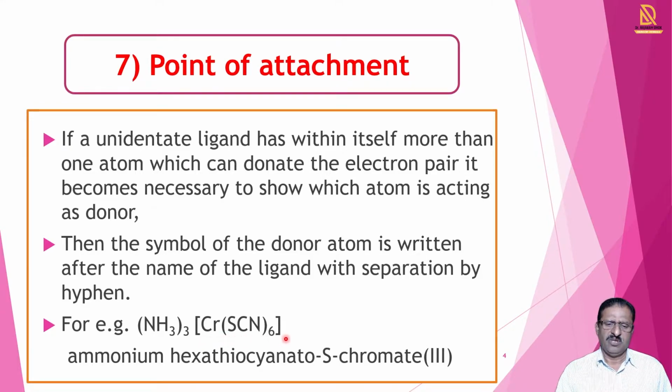(SCN)3]. In the square bracket there is Cr and SCN, and SCN means thiocyanate. Already we have seen the different names of the ligands. So SCN, if sulfur is the donor atom to chromium, is called thiocyanate. That thiocyanate is connected with the metal through sulfur, so we write thiocyanate-S chromate. Now the other rules are similar.